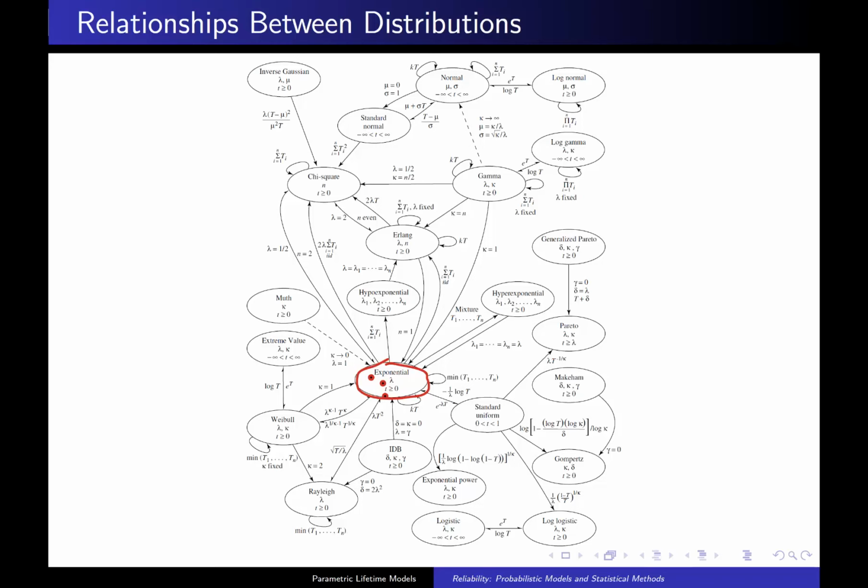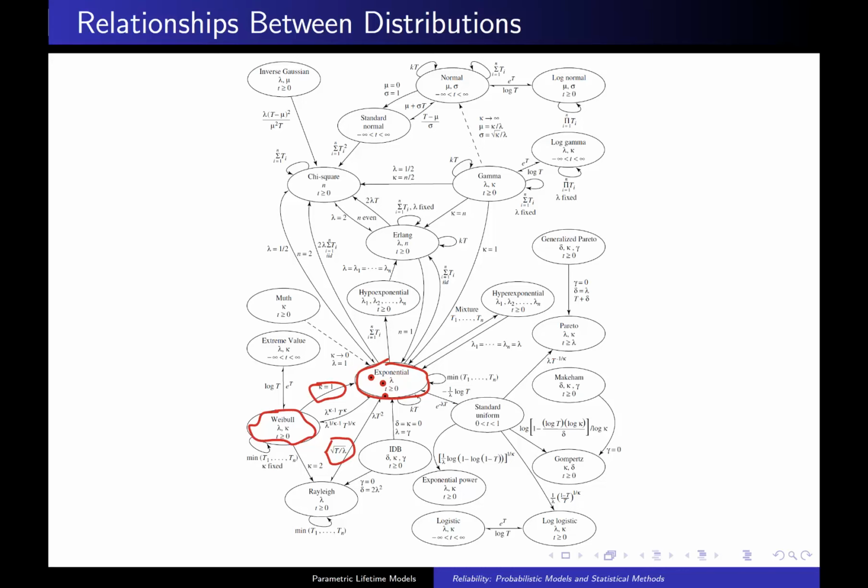The solid lines are going to denote special cases. So for example, if you look at the Weibull distribution, which is right here, and you consider the shape parameter being equal to 1, then that collapses from the Weibull to the exponential, and that's an example of a special case.